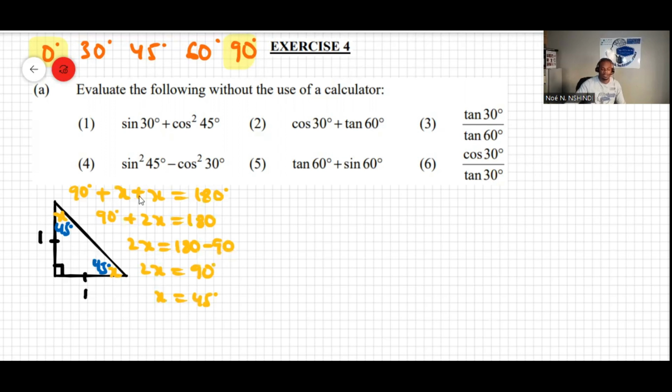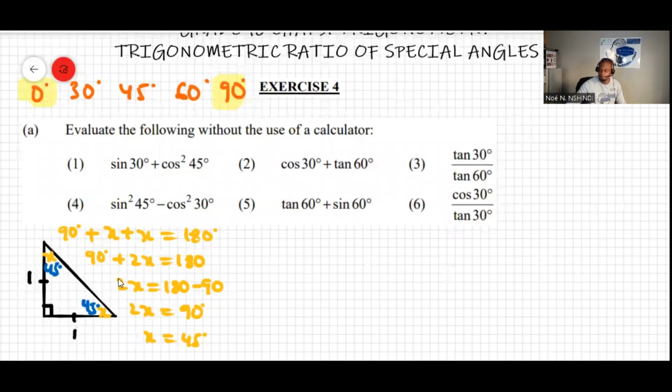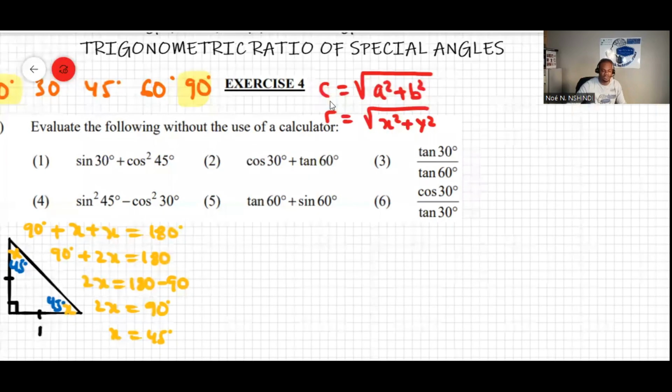Then we can also calculate the missing side here, which is the hypotenuse. Now, we do know that the hypotenuse given by C is C equal to the square root of A squared plus B squared. Sometimes they write R equal to the square root of X squared plus Y squared. They mean the same thing. C and R here stand for the hypotenuse, and A and B the adjacent side and opposite side of the angle.